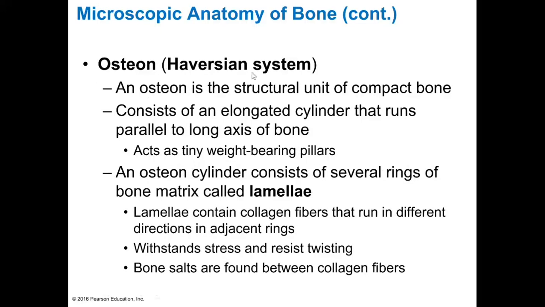So an osteon, or Haversian system, is basically the main structural unit of compact bone. As we said before, it consists of cylinders that look like a Greek column that go parallel to the long axis of the bone. In other words, from the top to the bottom, it runs that direction, from one end of the bone towards the other, not midway to midway. So it acts as a little weight-bearing pillar. Again, Greek column, if you think of it that way.